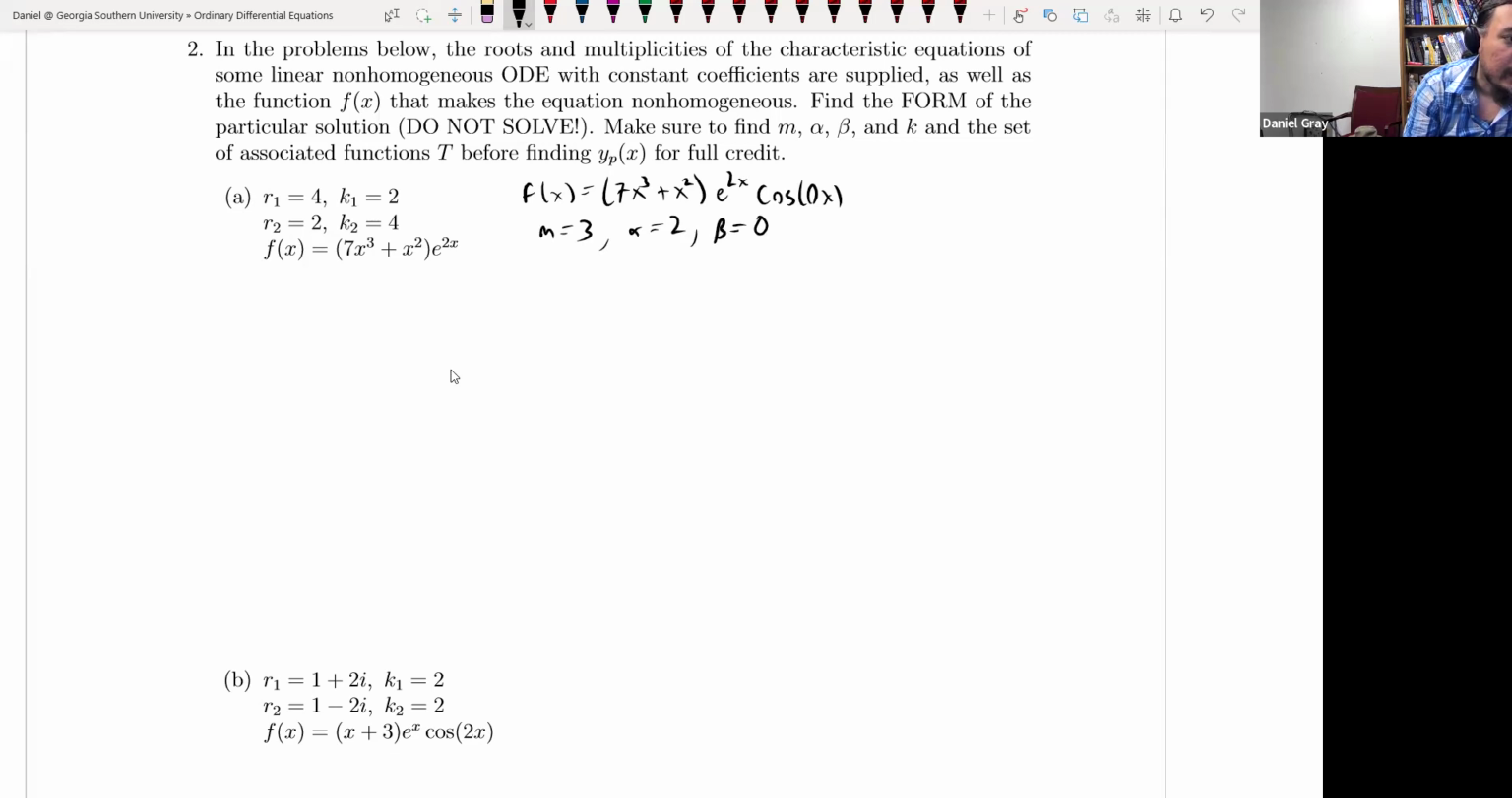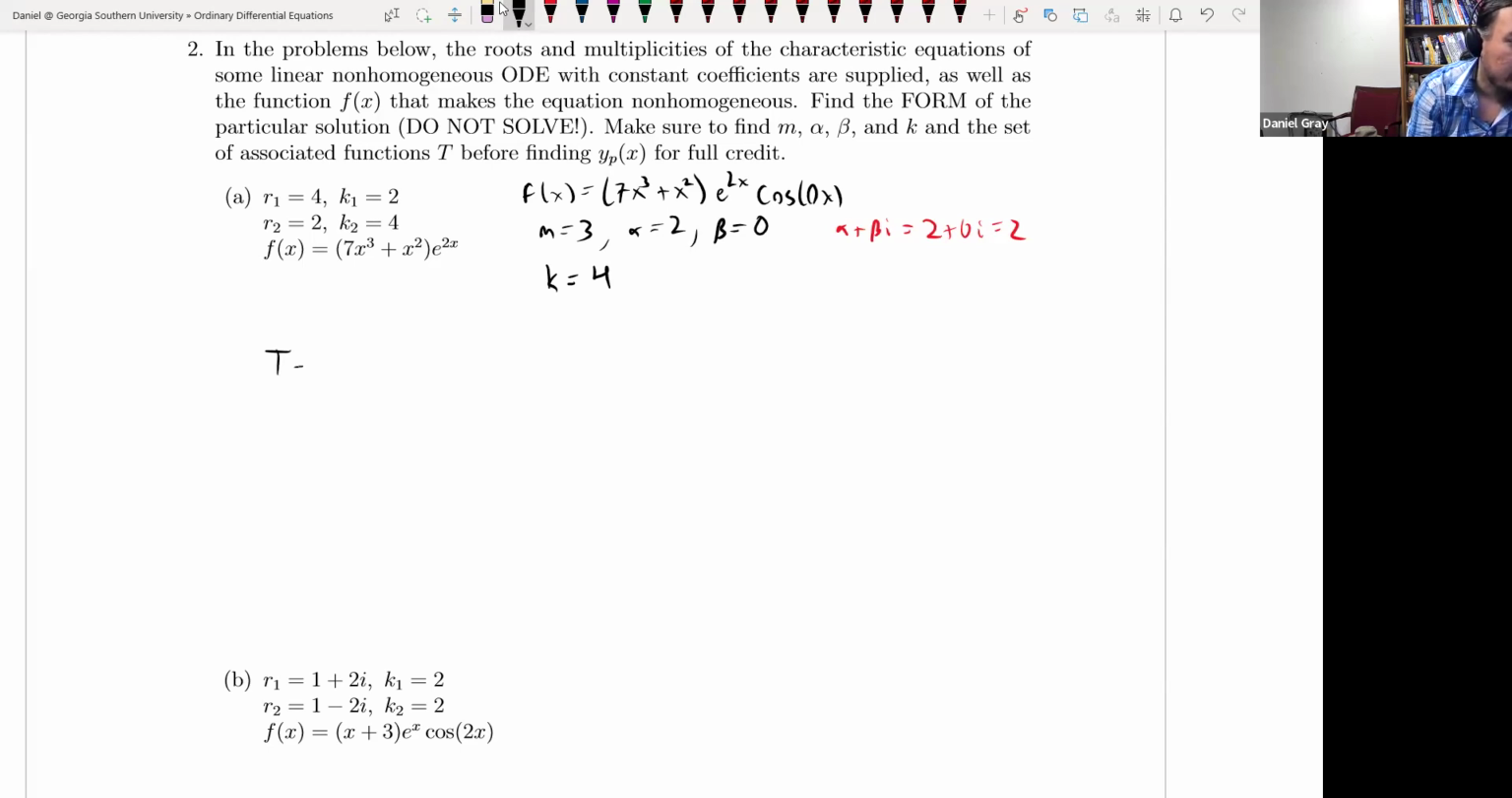Okay. And then now we have to do k, right? Just as a reminder, k is the number of times that alpha plus beta times i, which in this case would just be 2 plus 0i, which is just 2, is a root to the characteristic equation. So we look at the characteristic equation here, we see r minus 2 is a factor. So it is a root to the characteristic equation, and it occurs 4 times. So then k will be equal to 4. Okay, so m, alpha, beta, and k.